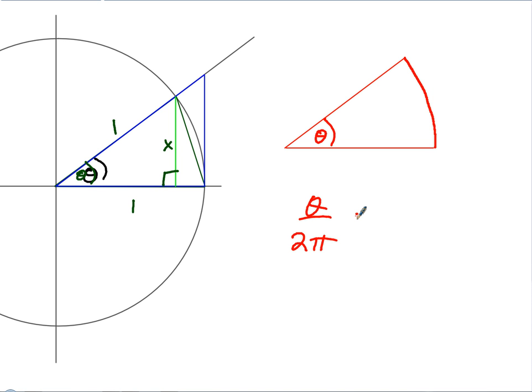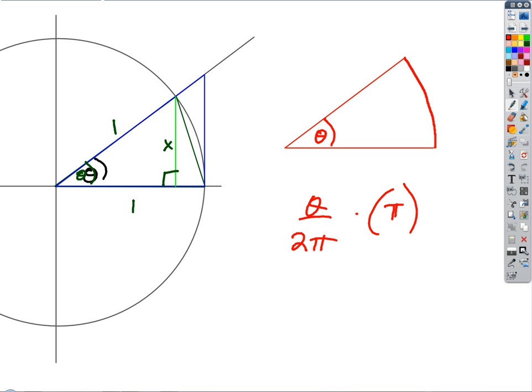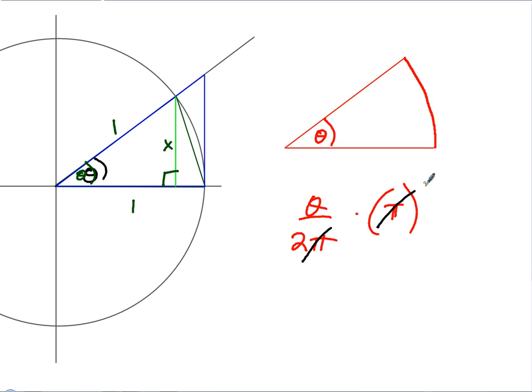Now, what's the radius of our circle again? 1. So the pi r squared really becomes what? Pi, yeah, pi times 1 squared is just pi. So the area is pi. And so, what's the area of our sector then? The pi's cancel, and so it's just theta over 2. How about that? Okay, make sense? There's the area of our sector.